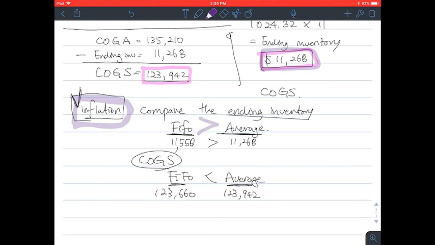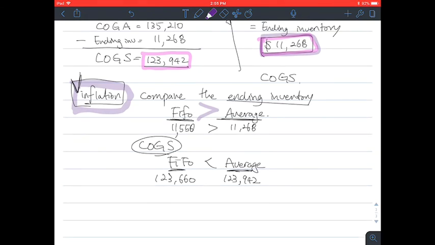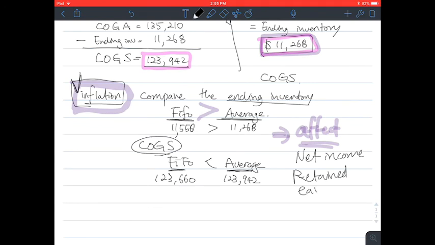Okay, so you should know how these affect net income and retained earnings and your tax and so forth. That's basically it for this exercise problem.